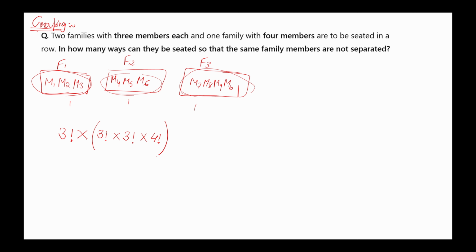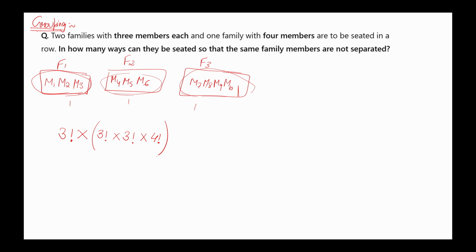First, what I did was 3 factorial. That means either family 1, family 2, family 3 are seated in this order, or family 1, family 3, family 2, or family 2, family 3, family 1, or family 2, family 1, family 3. So there can be 6 ways in which the families can be arranged together. That is why we went for 3 factorial.